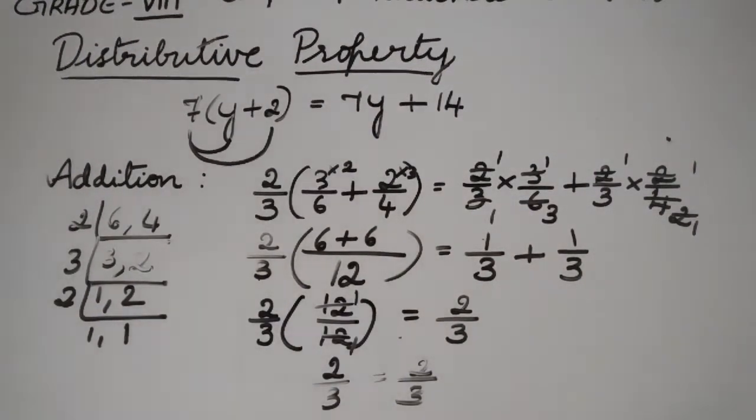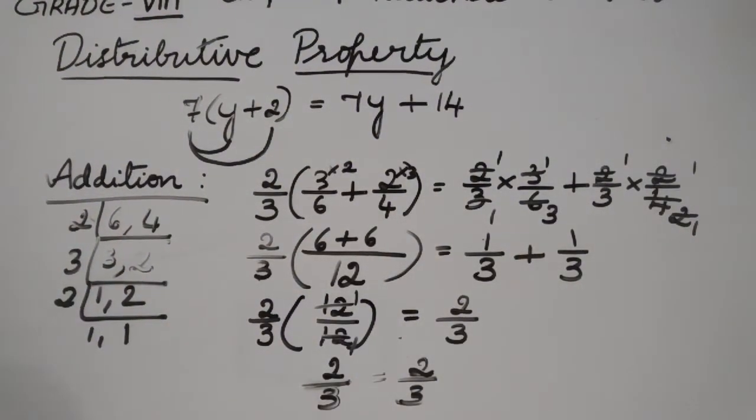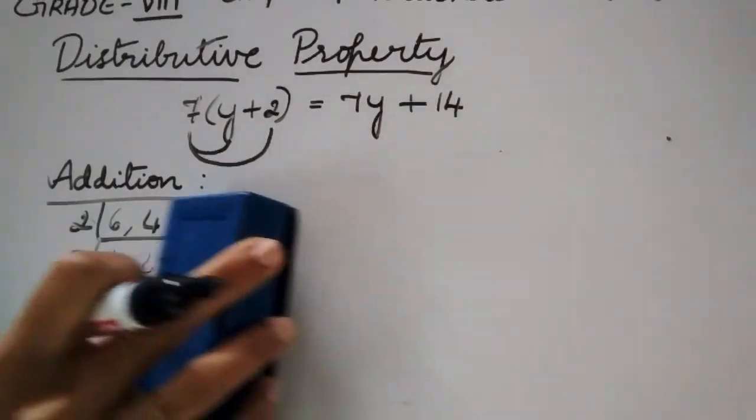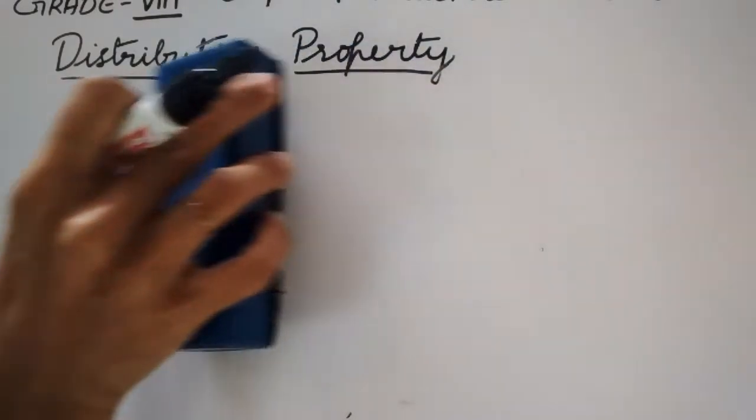So here LHS is equal to RHS. Did you get this? LHS is equal to RHS. So here distributive property is applicable for addition. Okay, this is over addition. Now let us check with subtraction.